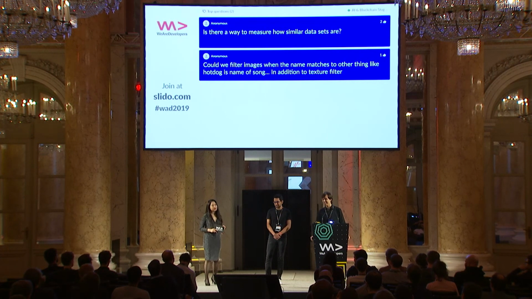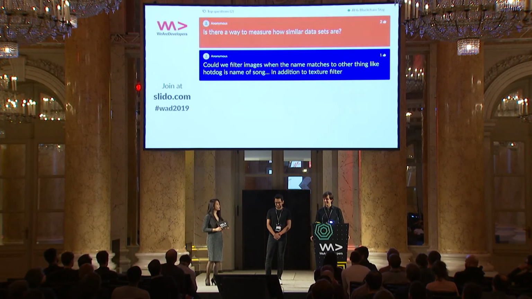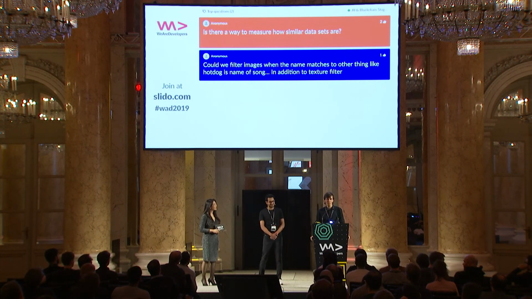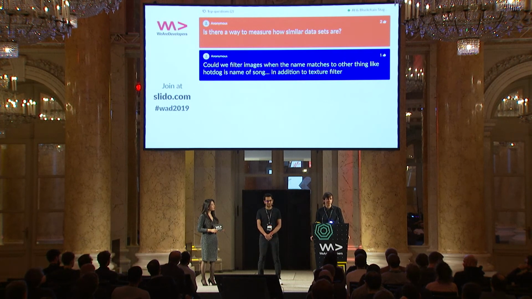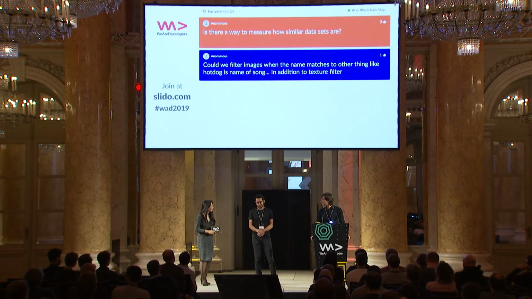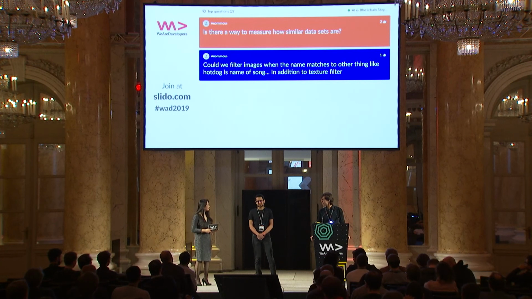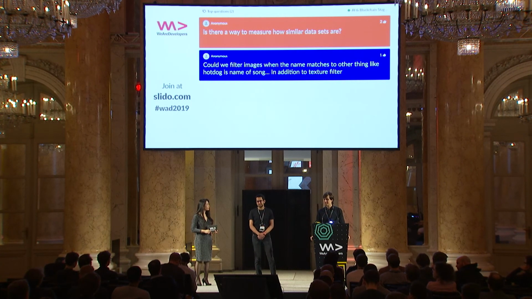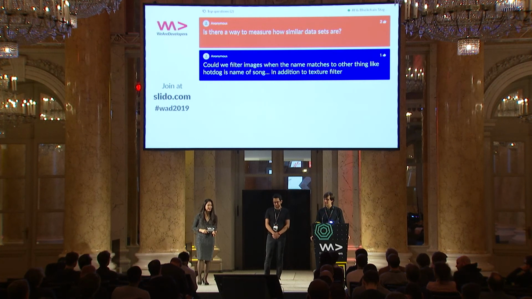Okay, two more questions. Is there a way to measure how similar data sets are? Yeah, train one, and use it as a pre-trained model for the other one. If it works well, they are similar. If it doesn't, they are not. Simple. And it's just the domain knowledge. You know what kind of images are already contained in the large image data set, and what your task is. You just map it simply. A simple way.